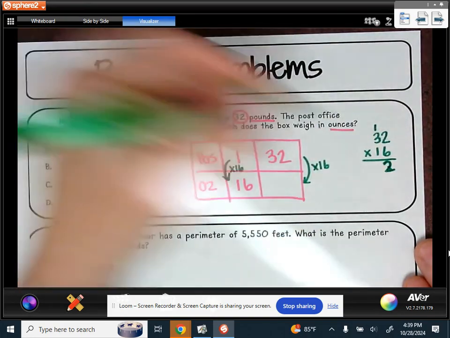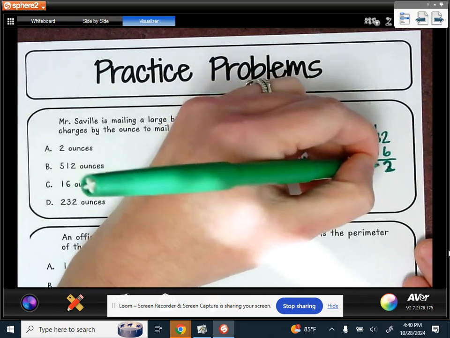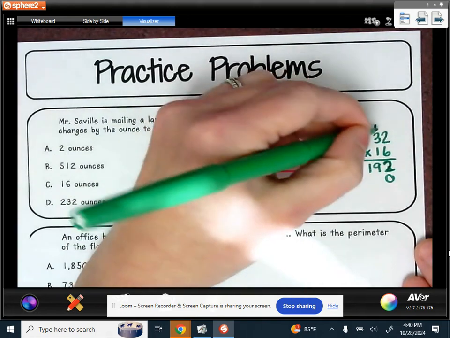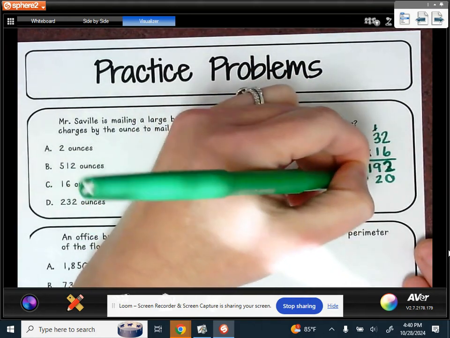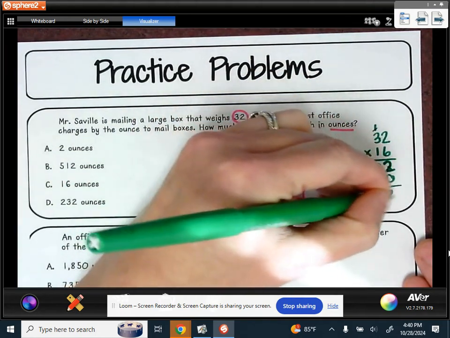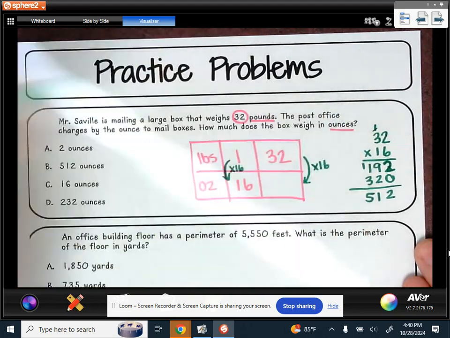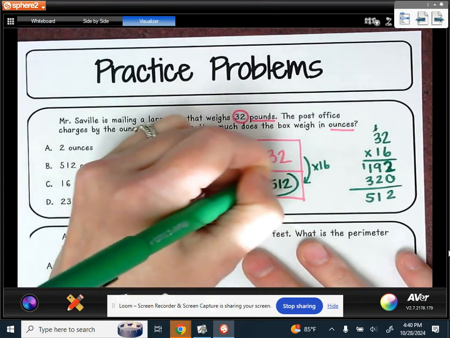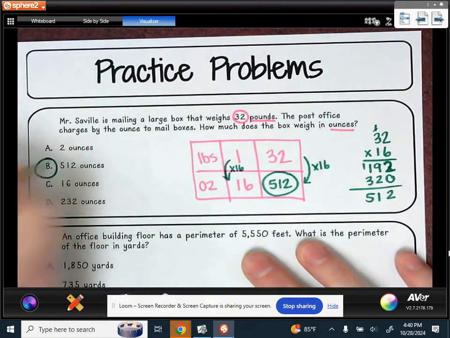6 times 2 is 12. 6 times 3 is 18, plus 1 is 19. Placeholder 0. 1 times 2 is 2. 1 times 3 is 3. When I add those together, I get 512. So 512 ounces is my answer, which is answer choice B.